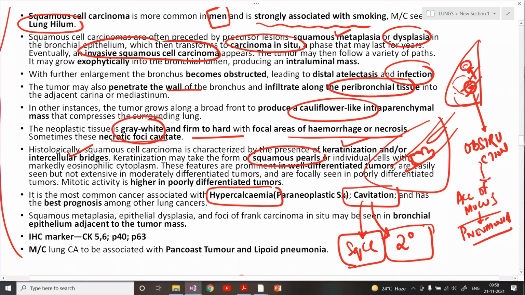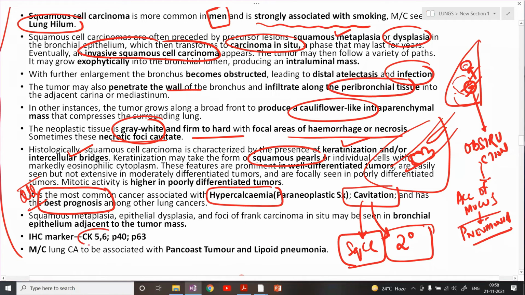And remember, out of all the tumors, squamous cell carcinoma has the best prognosis. Why? Because it is growing more slowly and it metastasizes very late. So among all the carcinomas, it has the best prognosis. Okay. Now, which are the IHC markers?